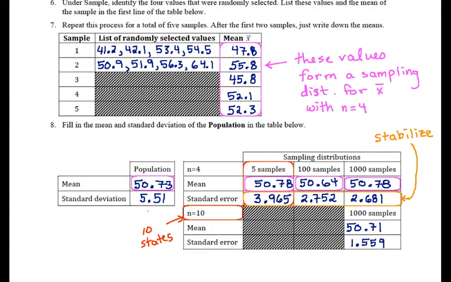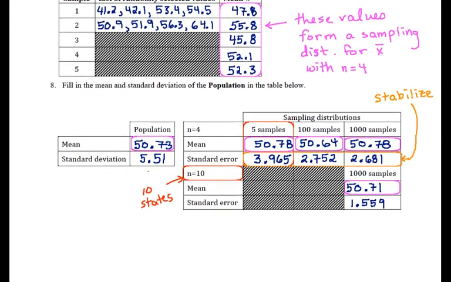So adding these to our table, we can see we're closer than ever now to the population mean. With a larger number of states in each sample and a large number of samples, we're going to get pretty close to that population mean. And we can also see that we have a very small standard error compared to the standard errors that we were seeing with n equals 4.